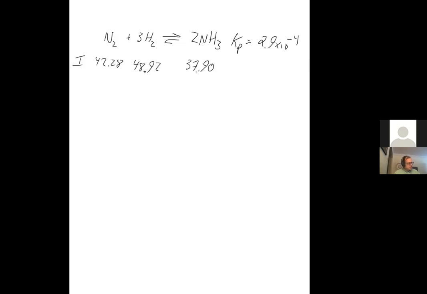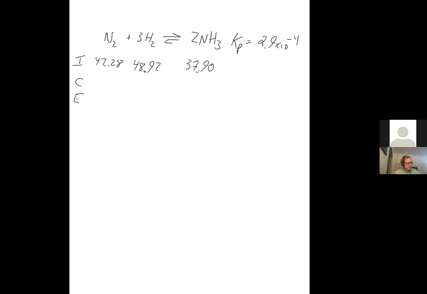So again, the equation is N2 plus 3H2 goes to 2NH3. Remember that our K sub P is 2.9 times 10 to the minus 4. So now our initial pressures are, for N2, 42.28. For H2, it's 48.92. And for NH3, it's 37.90, right? So change, equilibrium. We're going to get in the habit of doing that.